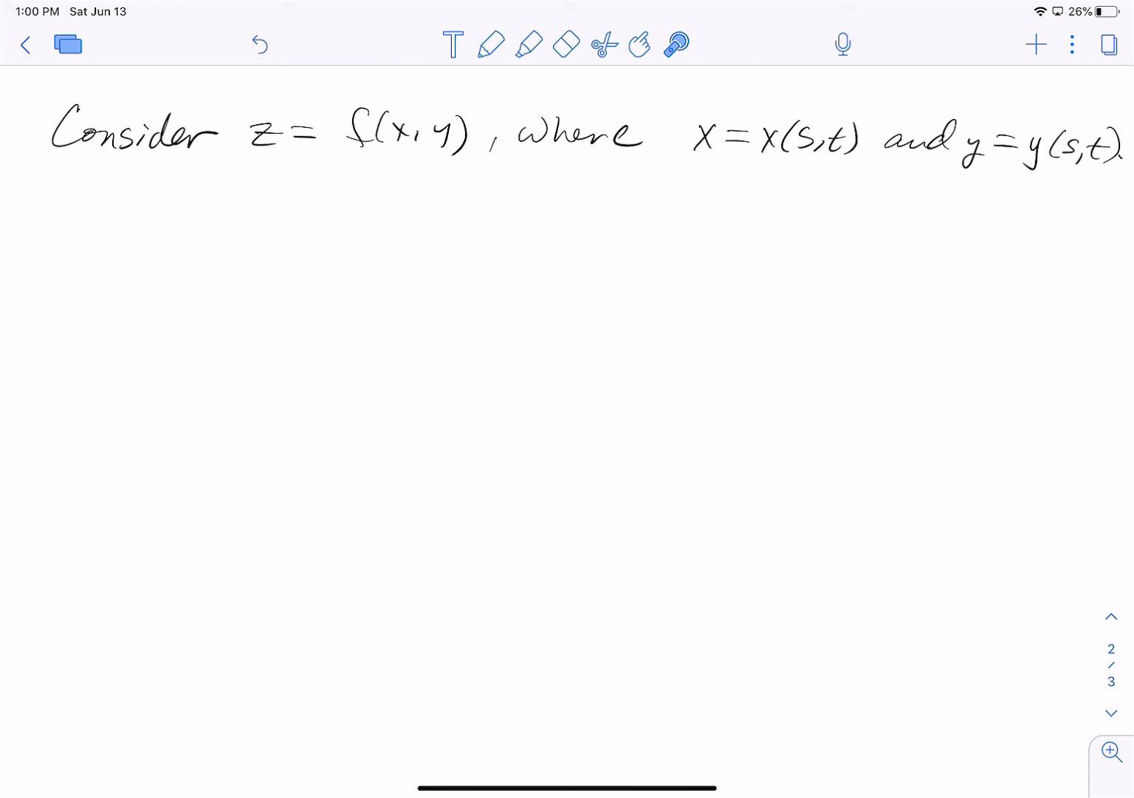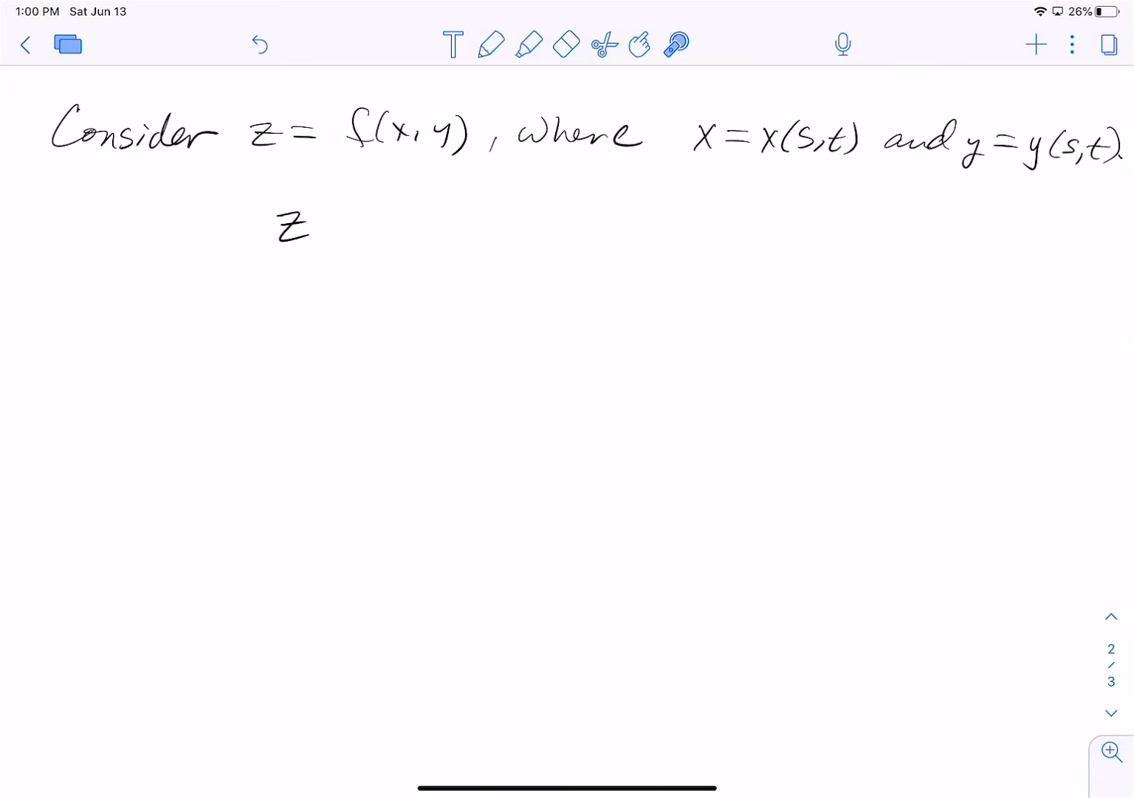Now we're going to consider z as a function of x and y, where both x and y are functions of s and t. In the previous video, I used a tree diagram, and I just took for granted that we're going to use a tree diagram. I should say the tree diagram is really useful in keeping track of all of the derivatives and partial derivatives. Here at the top of the tree diagram, we're going to put z.